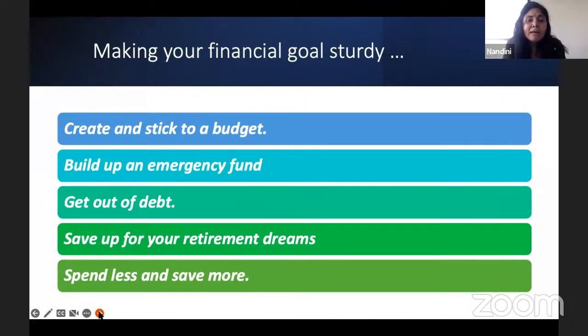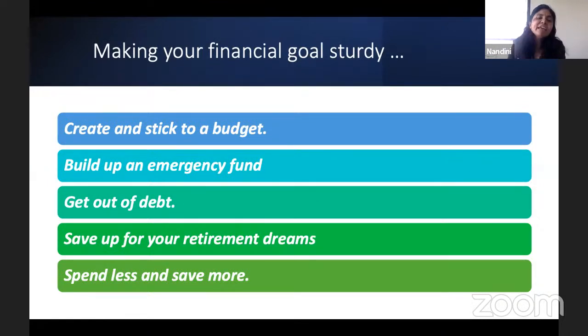Now, how do you make your financial goals sturdy? Create and stick to a budget. Now I have made a financial goal. I have written it down. So now I'm more focused on creating a budget. What is my income? What is my expenditure? And then I'm going to be sticking to my budget as far as possible. आज मैं कम खर्चा करूंगी भले, but this is for me to secure my tomorrow. आज क्यों कम खर्चा कर रही हूँ? It is because I want to have a comfortable life, much more than a lavish life. I would say I want to have a comfortable life.